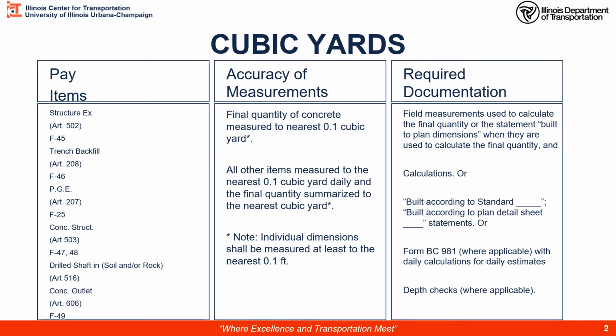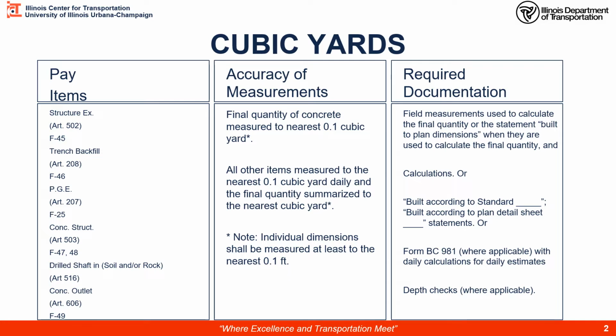All other items can be measured to the nearest 0.1 cubic yards daily, and the final quantity summarized to the nearest yard. The reason for this is concrete items tend to be rather pricey, so we go to the nearest tenth of a cubic yard, and items such as porous granular embankment, which are low value, can be rounded to the nearest cubic yard.